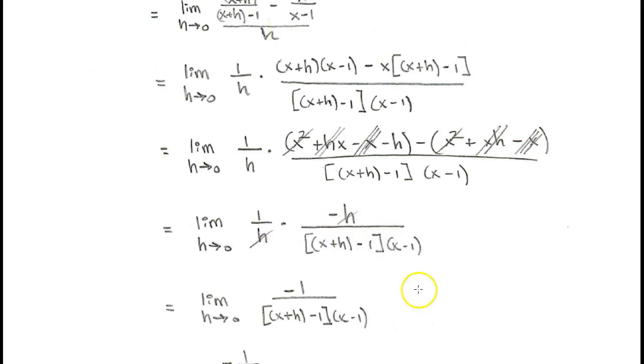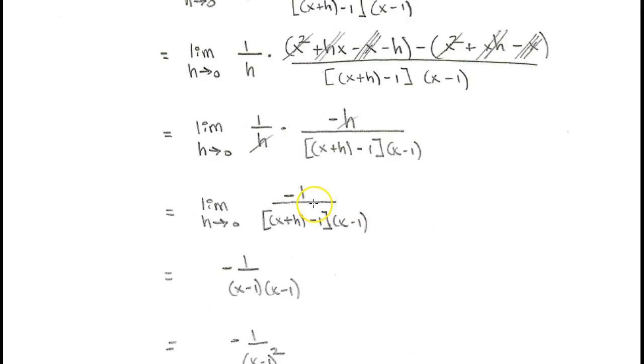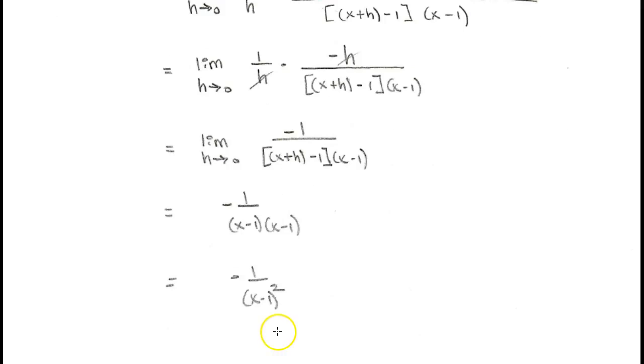Those h's cancel. You now have the limit as h approaches 0 of this guy, which is finally something you can plug h into and get an appropriate answer. Plug h equals 0 into it and get an appropriate answer. So you get minus 1 over x minus 1 times x minus 1, which is the same thing as minus 1 over x minus 1 squared.